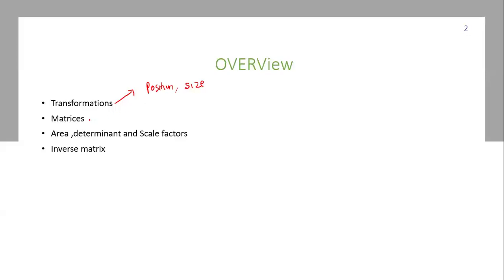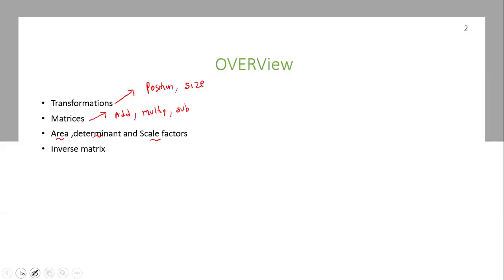But still in this topic, you need to know the basics of matrices. You need to know how to add, multiply, and basically the subtraction of matrices. Those are the basic things you need to know. So you need your knowledge of matrices. But also we are going to look at how the area, determinant, and scale factors are related. And then lastly, we shall look at the inverse of matrices. So these are the basic things you need to know once it comes to matrix transformations.